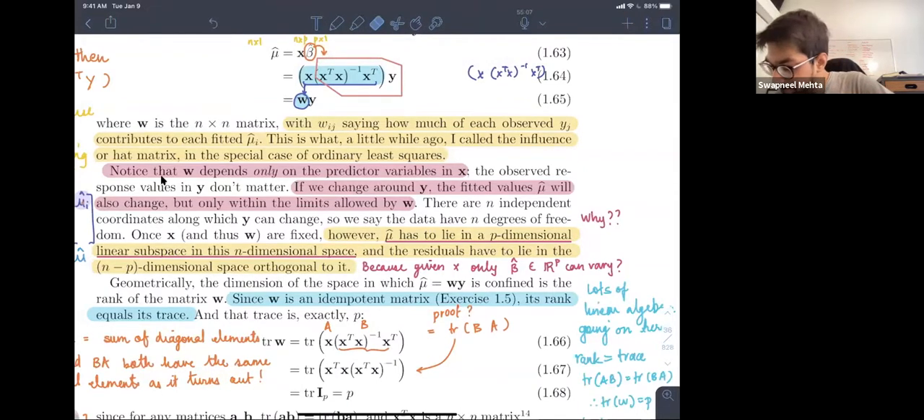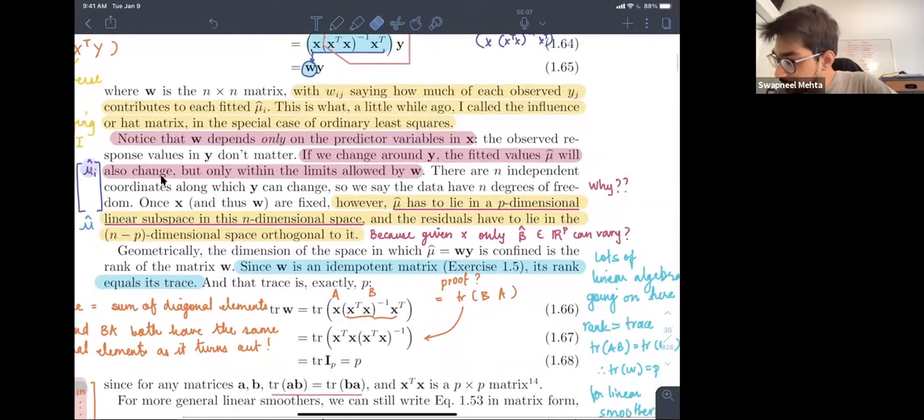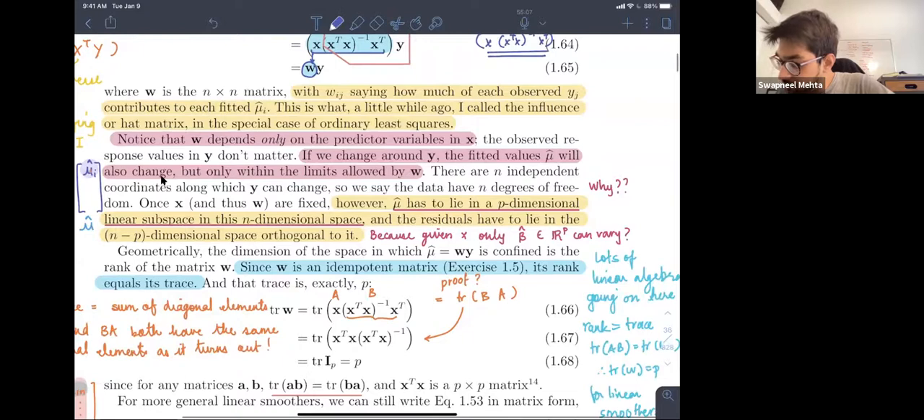Yeah, so notice that W depends only on the x's firstly. If we change around y, the fitted values will also change, but only within the limits allowed by W. Sorry, is there a question? Okay, I'm going to assume not.